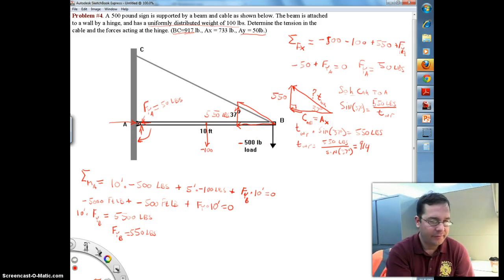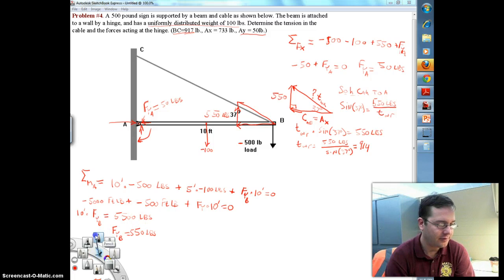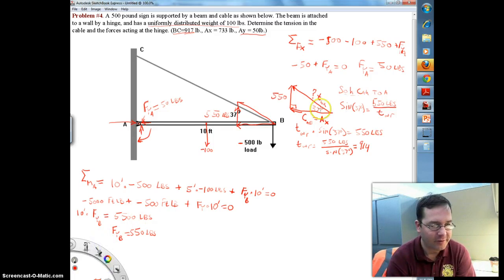So now you need a function that's going to relate the adjacent side to the opposite side. If you look at the basic trigonometric functions, the tangent function is what relates opposite and adjacent. So we can write tangent 37 degrees equals opposite over adjacent. So 550 over the compression in member AB.